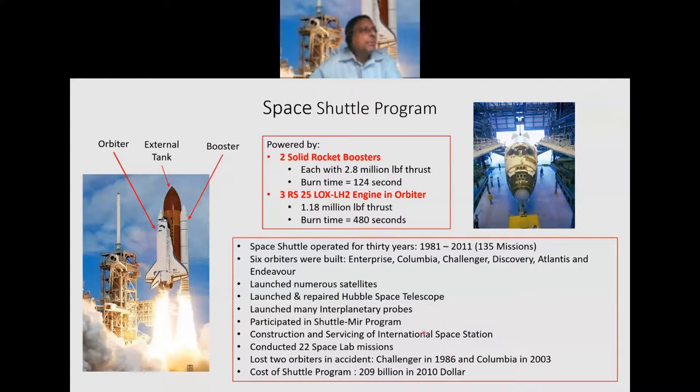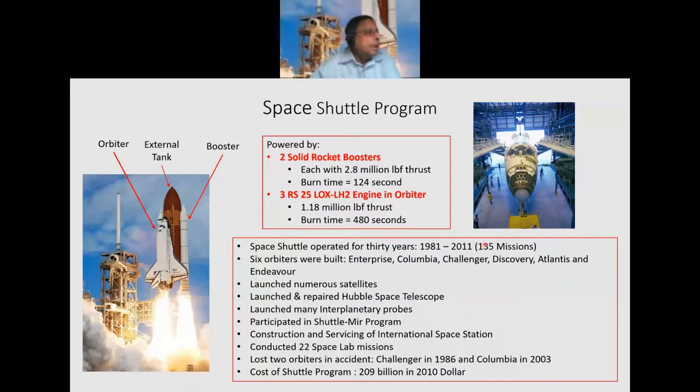One of the main challenges was the re-entry. There are 32,000 tiles to protect it from the high temperature of re-entry. But after each flight, almost 7,000 to 8,000 tiles were damaged, so they had to be replaced. So the cost of the space shuttle was very significant. Although it was reusable, the refurbishment cost was so high that NASA decided to drop that program after the construction of the space station.